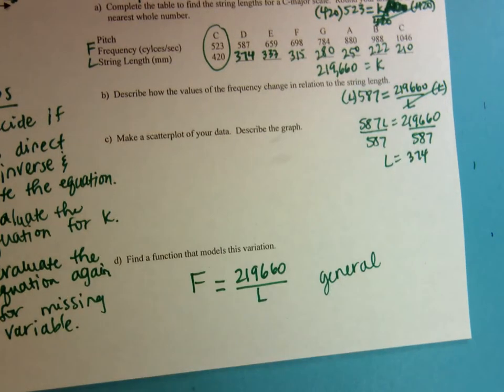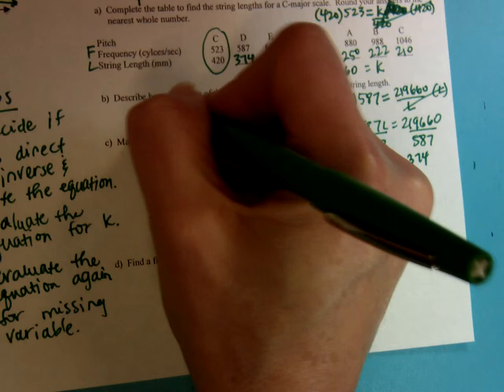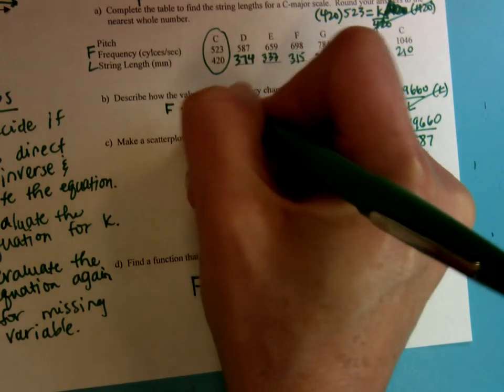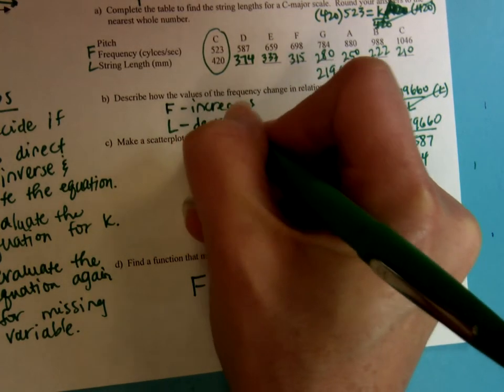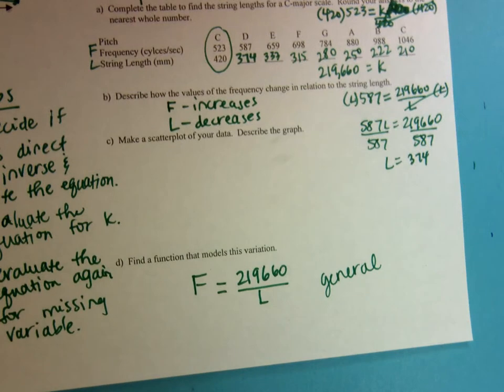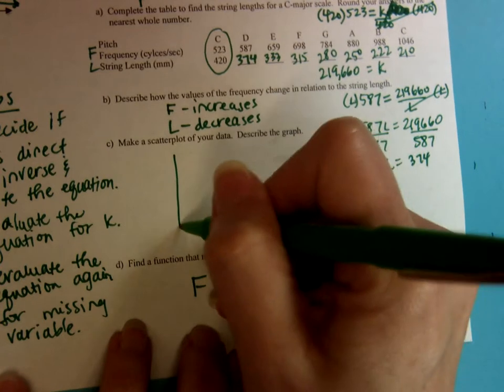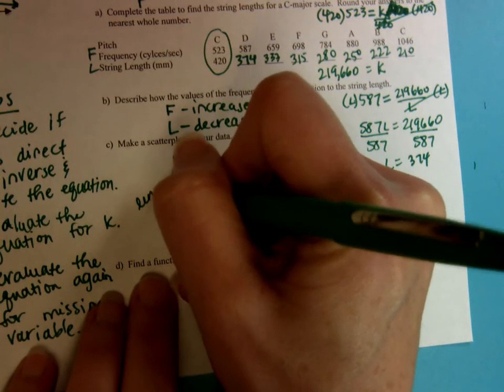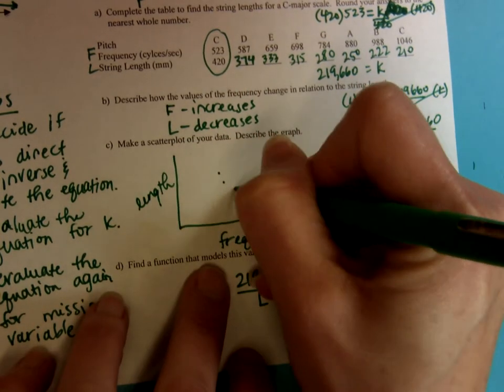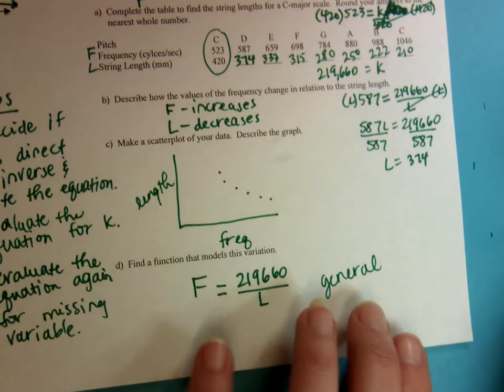So now we're going to use the information in the table to help us answer letter B. It says describe how the values of the frequency change in relation to the string length. What is the frequency doing? It's getting higher, or increasing. What's the L doing? Decreasing. So that's why we know that it's inverse, because one of them's increasing as the other one is decreasing. And then we're going to make a scatter plot, and I'm not actually going to have you draw it to scale. This one's the frequency and this one's the length, and this is what it ends up looking like. So what kind of a correlation is that? Negative. A negative correlation.